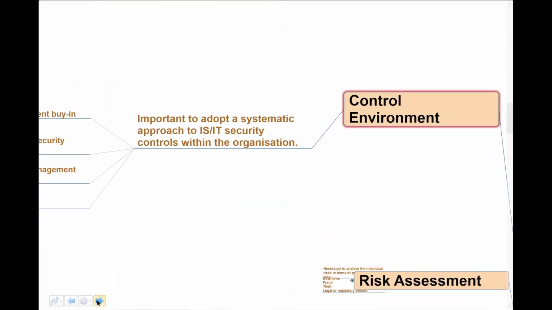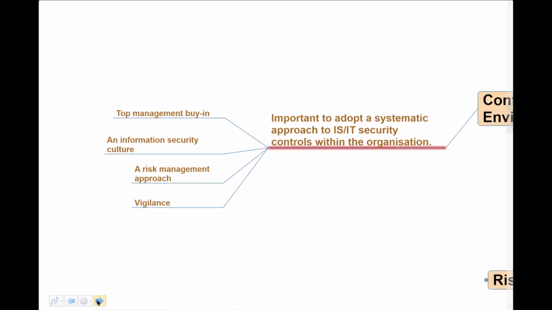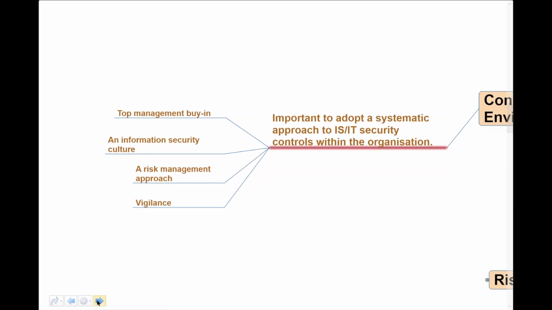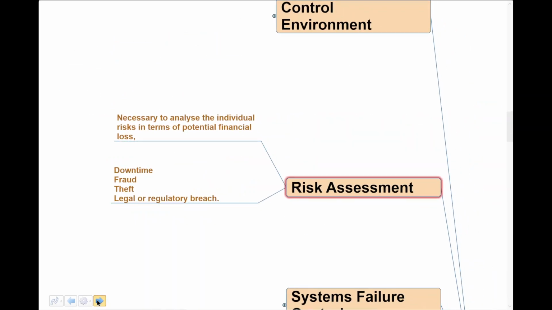Moving from there, in terms of assets, what businesses need to do is have a systematic approach to all-round security, not just in terms of IS, but also obviously IT. One key point is management taking it seriously, top management buy-in, and indeed an organization-wide culture that focuses on the problem. Certainly a consideration of risks, and outside that, obviously, vigilance. In terms of risk assessment, as we've seen within the risk chapters, we need to analyze carefully individual risks that relate to IT and IS.